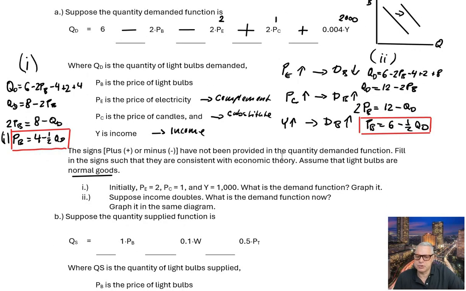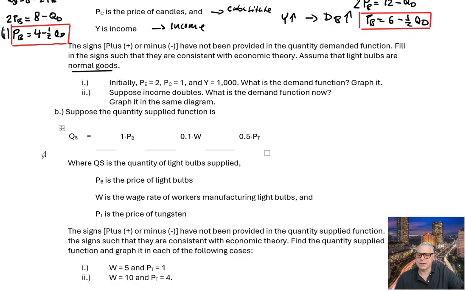Okay, so now let's move to the quantity supplied function. So we have the supply function of light bulbs, and you can see we have first here the price of the light bulb. So what happens to the supply if you can get a higher price, of course, then the quantity supplied will increase. So the first sign is here a plus. So that captures the law of supply, which means that higher prices translate into a greater quantity supplied.